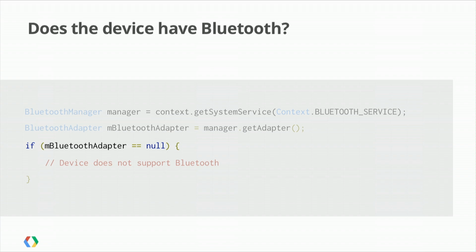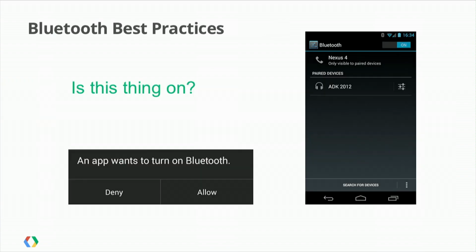We're obsoleting that. Now we are doing this with Bluetooth manager. So you see context, get system service with Bluetooth service. And then from the manager, you get Bluetooth adapter. And now you check if that's null, then you don't have Bluetooth support in your platform. OK, so we've got a device with Bluetooth.